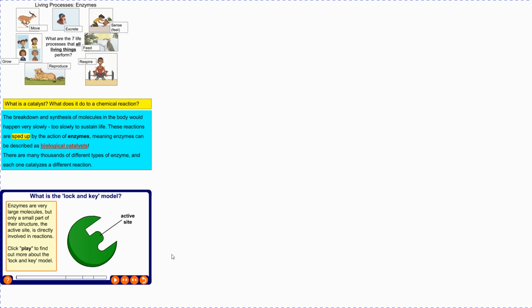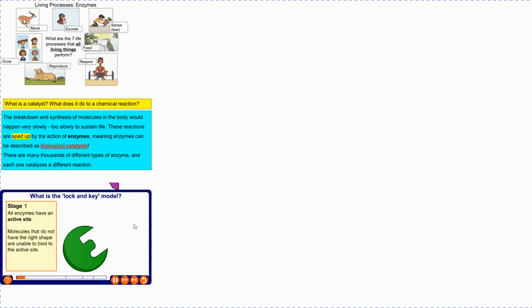So you've got there your green sort of Pac-Man. The shape where the molecule fits, the substrate fits, is called its active site. Now, if something comes along that isn't the right shape, okay, so you've got our purple substrate here, then it won't fit in. So it won't slot into that active site. You have to have the right shaped molecule to fit into the active site.